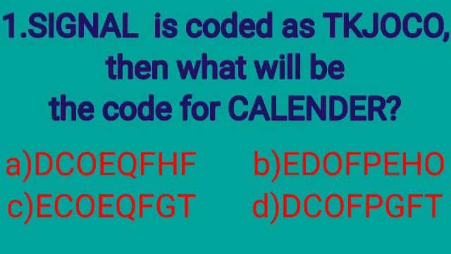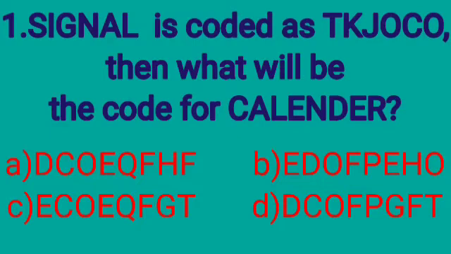First one, signal is coded as TK, JO, CO. Then what will be the code for calendar? In this type of questions, the letters in a word are replaced by certain other letters according to a specific rule. So what is the rule?